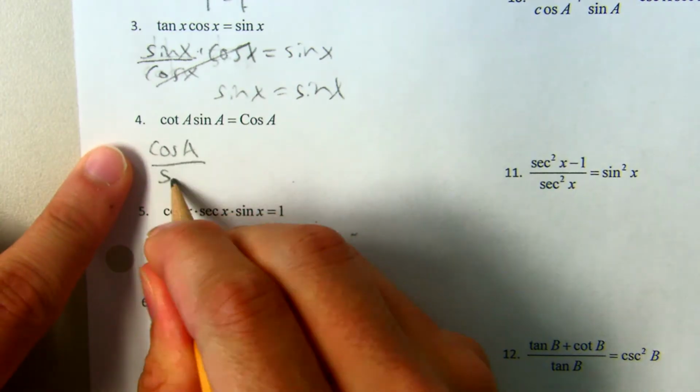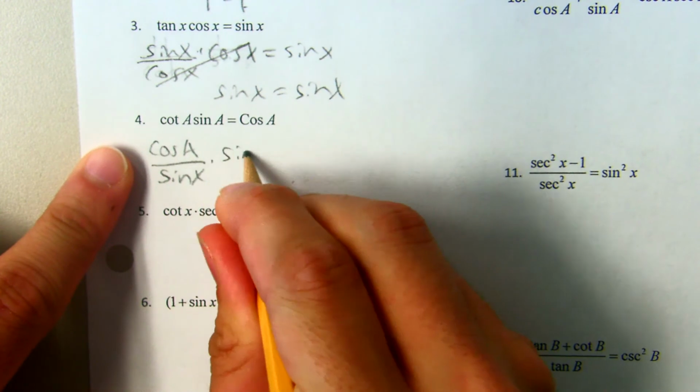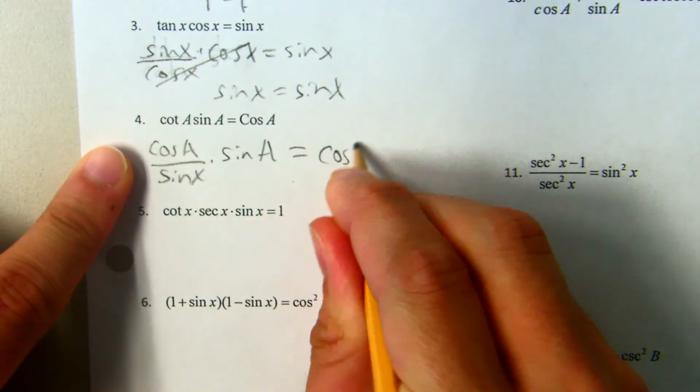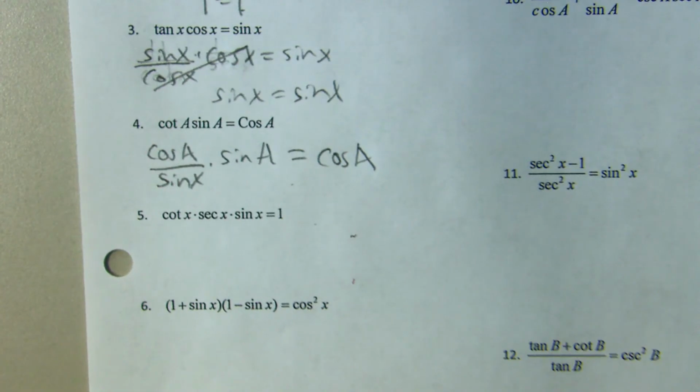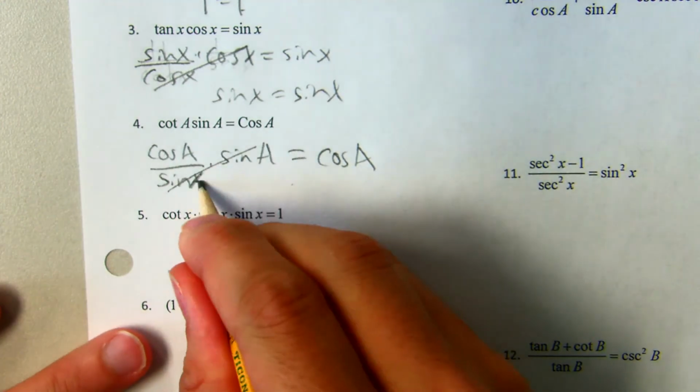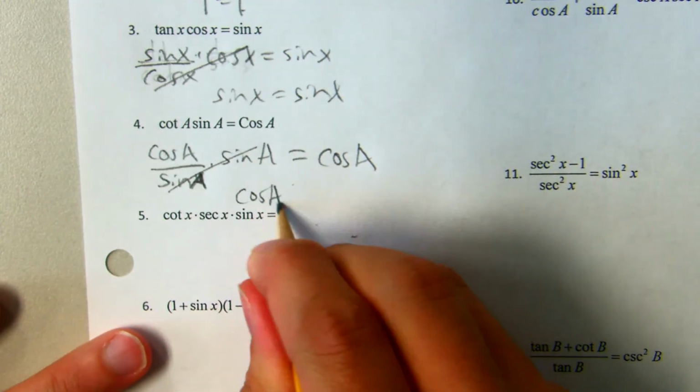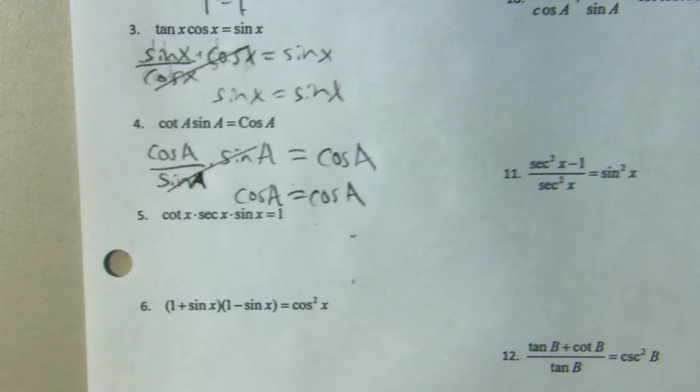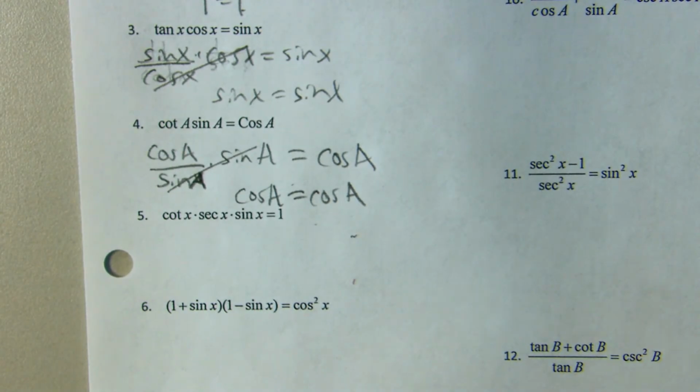Cotangent, I could try writing as cosine over sine. I don't know that it's going to work, but I've got to start somewhere. So I write it out. I see that the sines cancel, and that's enough. So I'm not using any algebra yet because they're all trig identities. I'm just making substitutions with what I know is true, what is always true, and that's what a trig identity is, something that's always true.